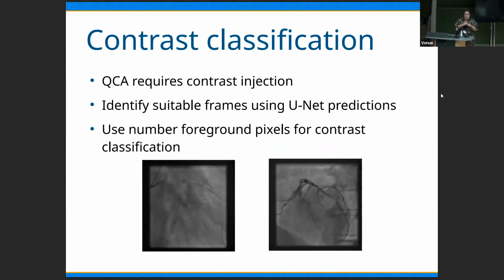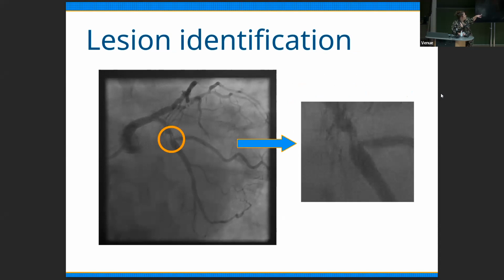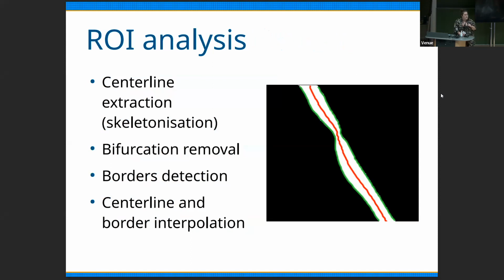The idea behind the contrast classification is quite simple and trivial. It consists in using the number of foreground pixels in the predictions to determine if a frame has contrast or not. And then we proceed to the lesion identification in the contrast frames. We are currently doing it manually by experts, and they determine the region of interest. For instance, in this image, the result would be the narrowed part the cardiologist has found. And then we analyze such region.